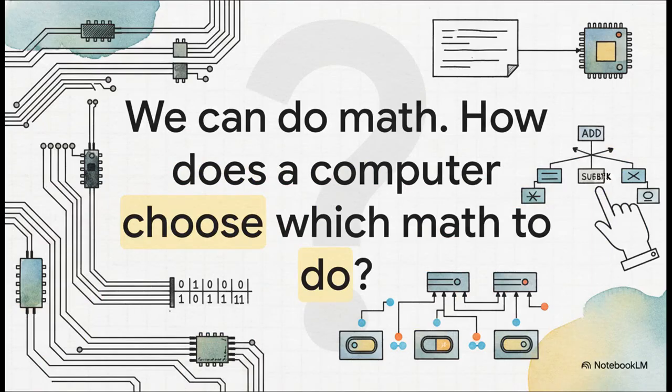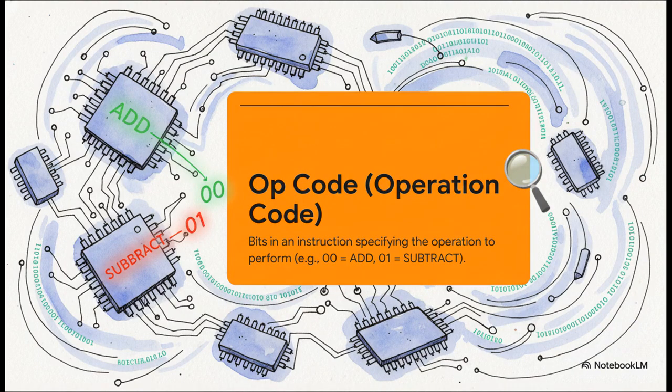Okay, so we've figured out how to build circuits that can add, and you can imagine how we could build others to subtract or do other kinds of math. But that brings up a new question. How does the computer choose which math to do? How does a line of software code actually tell the physical hardware what its job is for this specific instruction? The secret is hidden inside the machine instruction itself, in a little piece called the opcode. That stands for operation code. It's just a sequence of bits that works like a command. For instance, maybe the computer agrees that 00 means add and 01 means subtract. It's the direct language that the hardware is built to understand.